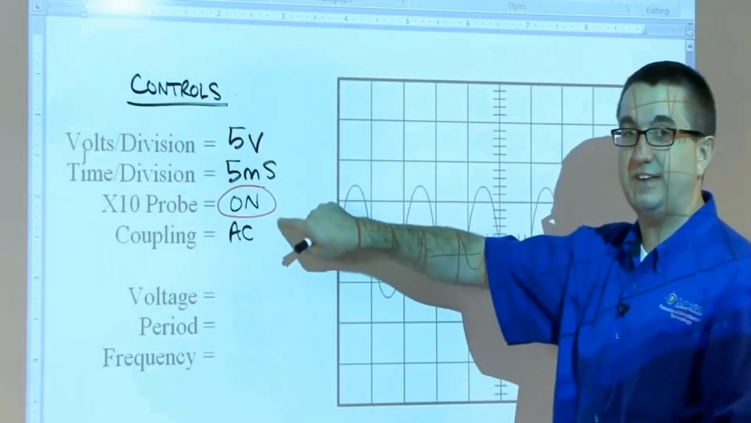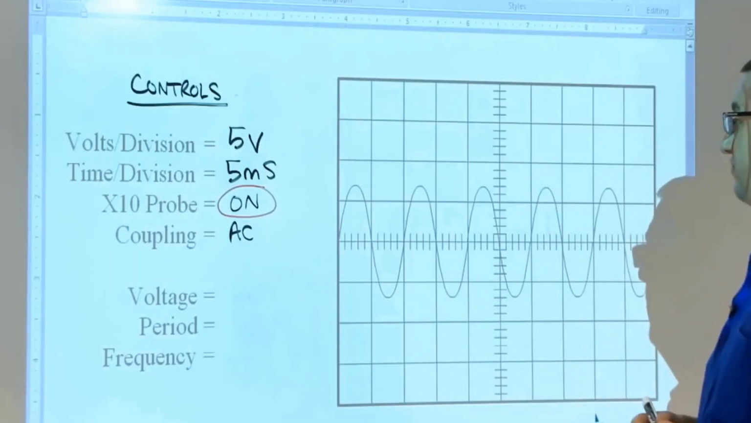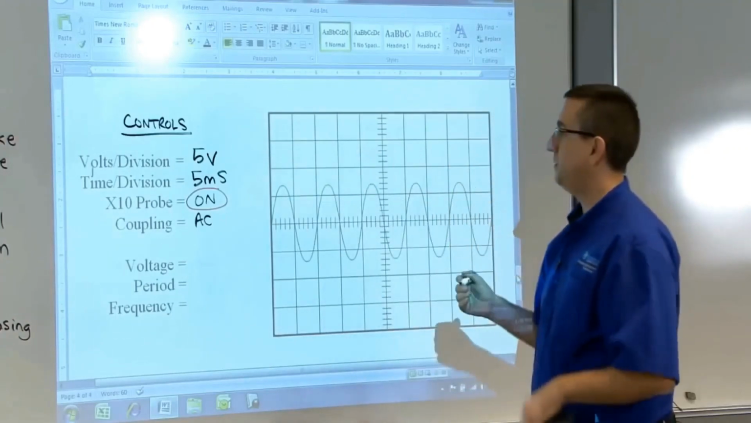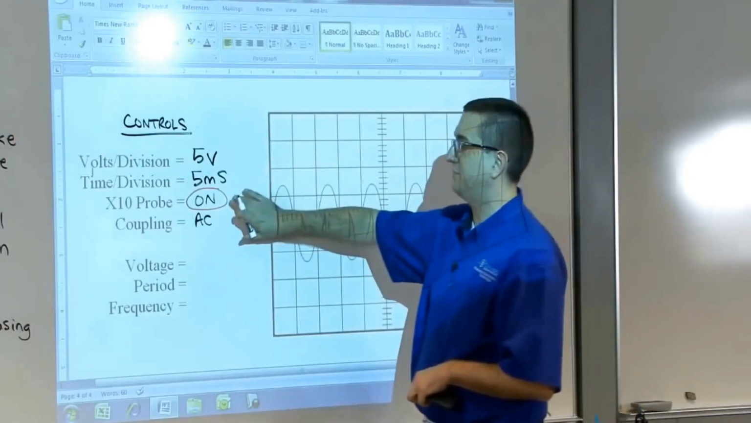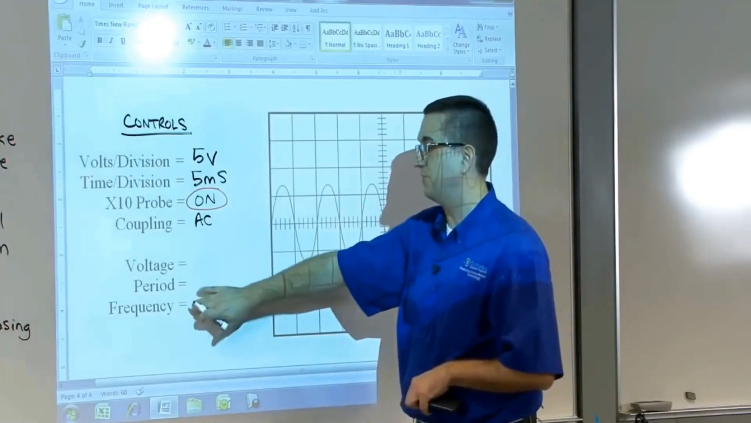If we don't account for that times 10 probe, we're actually going to be off in our calculation by a factor of 10. So that's not going to be a good thing. So again, we'll go ahead and work through this. Our volts per division. Now the times 10 probe only affects amplitude. It only affects voltage.